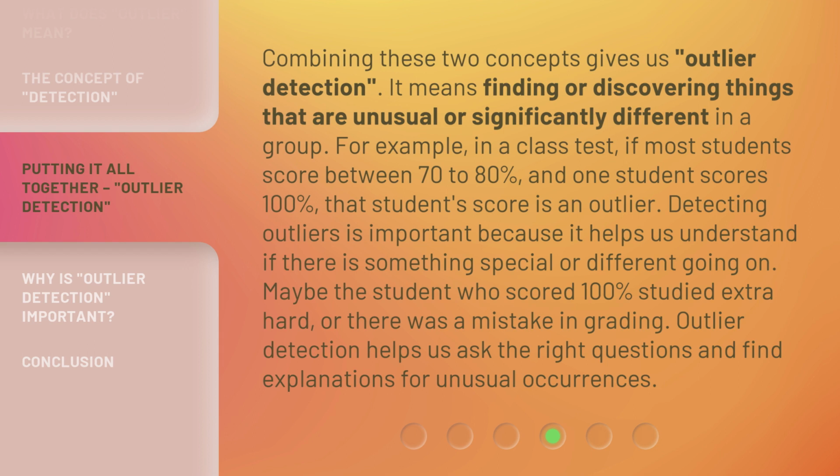Detecting outliers is important because it helps us understand if there is something special or different going on. Maybe the student who scored 100% studied extra hard, or there was a mistake in grading. Outlier detection helps us ask the right questions and find explanations for unusual occurrences.